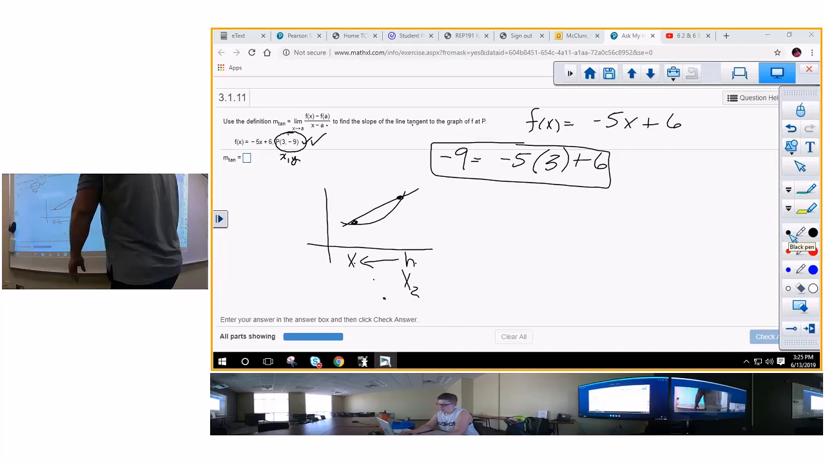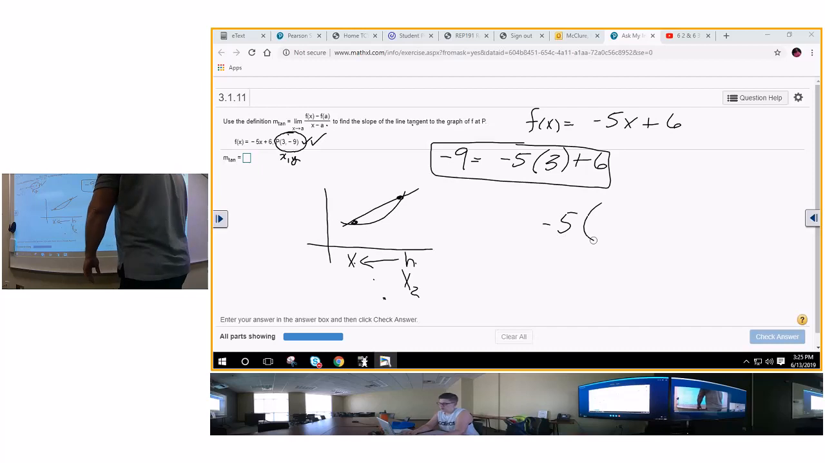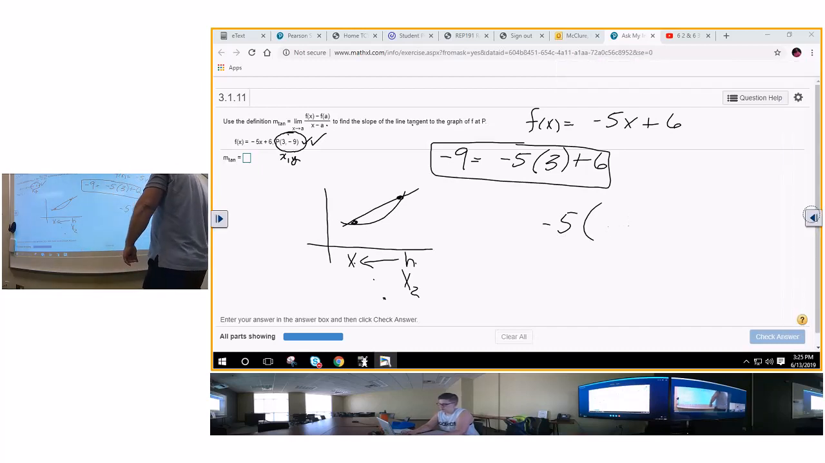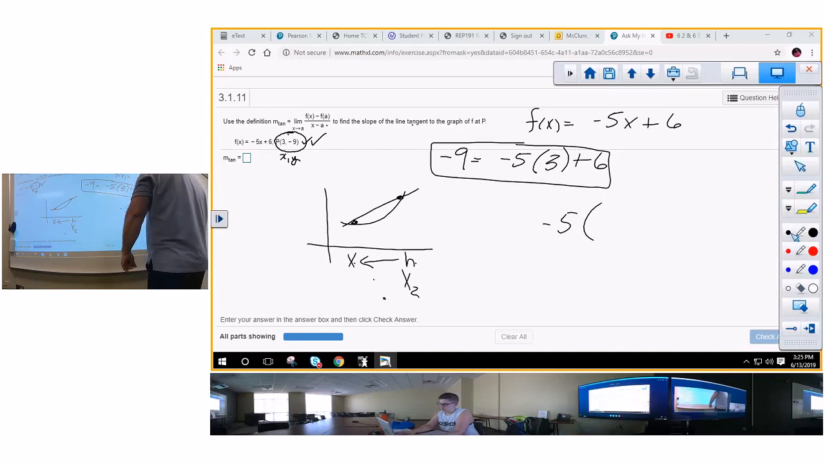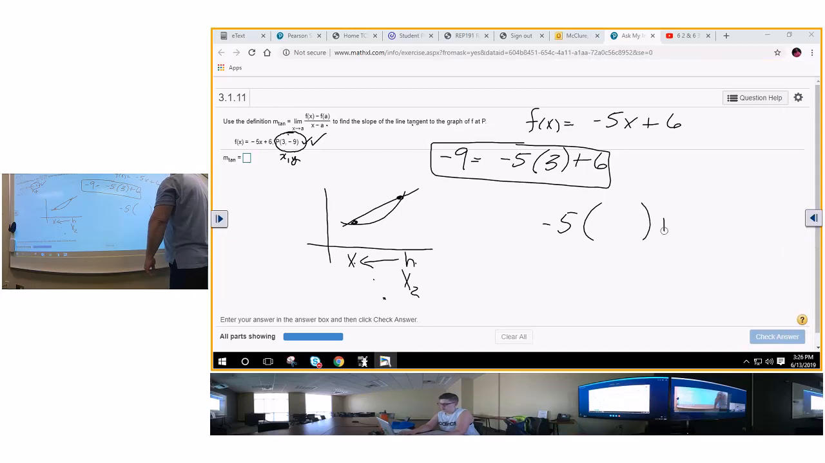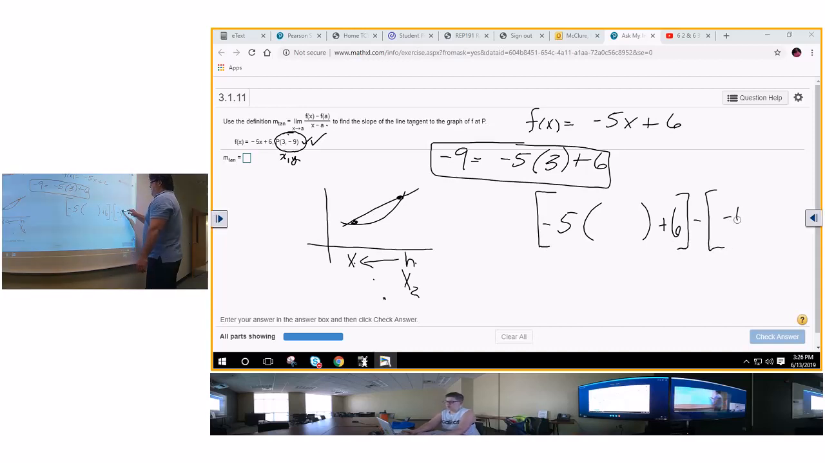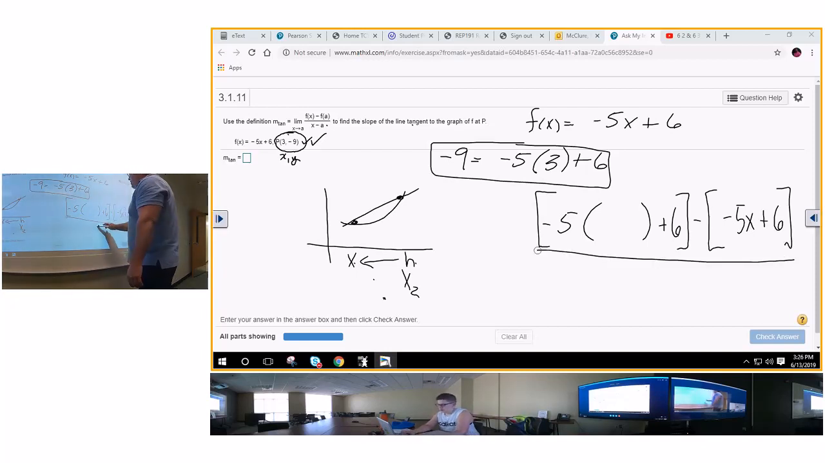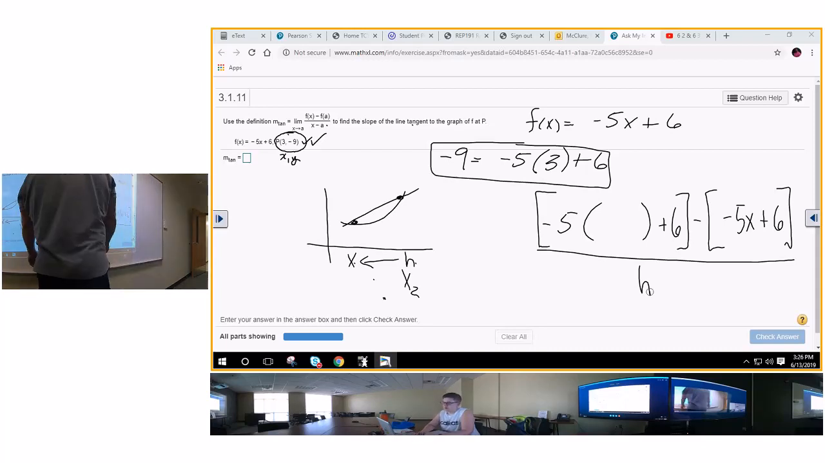So that'll be negative 5 times parentheses. And of course, this is one of those questions that doesn't have an explanation with it. Isn't that convenient? Brackets f of x is negative 5x plus 6, all over, and in this case we're going to do h. I think they're using a different nomenclature, but we're going to go ahead and do this.